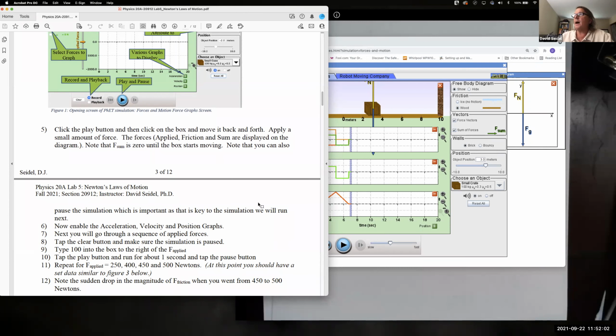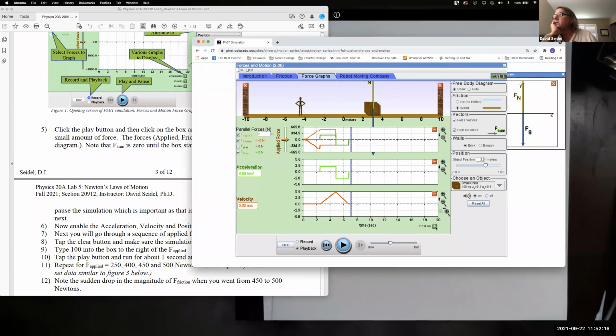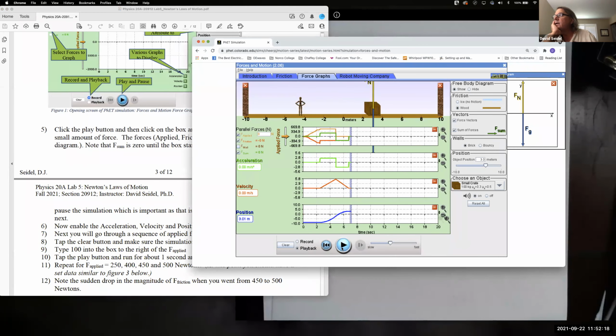Now you can also pause the simulation, which is important, as that is key to the simulation that we're going to run. I just did it without the acceleration and velocity graph. I also have a position graph I can turn on. I have to be actually running to turn these on.